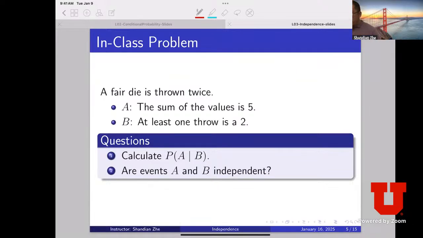So now, going back to the problem we just did before. We threw a die twice. Event A is that the sum of the values is 5. Event B is that at least one throw is 2. We have already calculated the conditional probability of A given B. We want to look at whether events A and B are independent of each other. How can I do that?